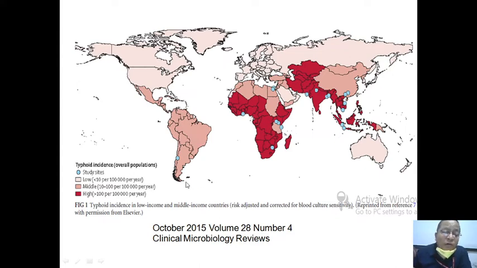So typhoid incidence, if you look at the number of cases that occur worldwide, this is data from 2015, but this is still very true as of now. You can see the countries that are mapped in red color have the highest number of cases in the world. In India, the number of cases varies anywhere between 450 to 500 per 100,000 population. So India, Southeast Asia, Indonesia, part of South East Asia, as well as most of the impoverished African countries, have a very high incidence of typhoid fever.